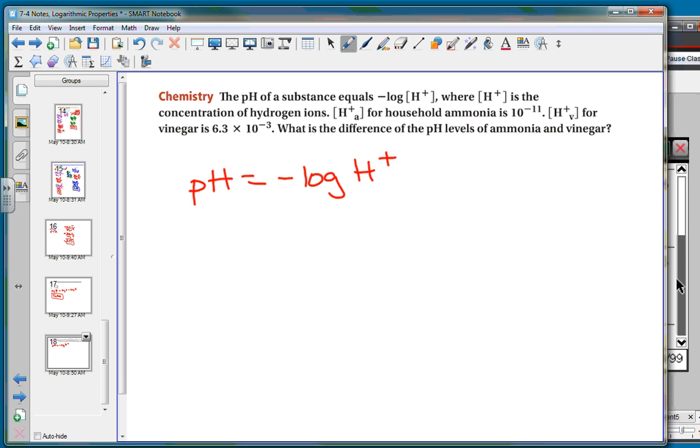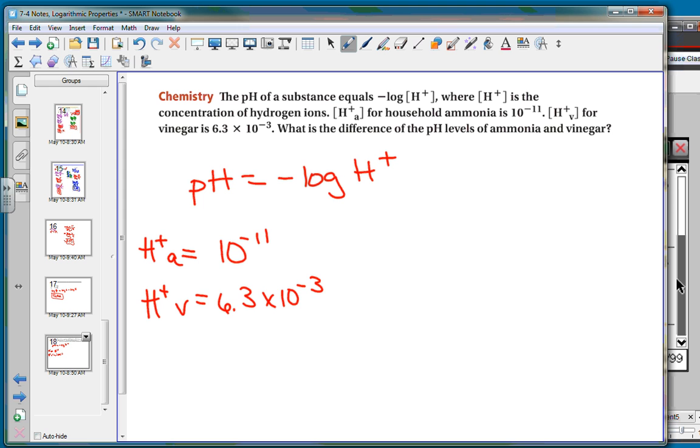H plus of A for household ammonia is 10 to the negative 11. Meaning it's ammonia. Now, last time we were given the pH, and we had to find the H plus value, correct? This time it's the opposite way around. And it says the household H plus V for vinegar is equal to 6.3 times 10 to the negative 3.